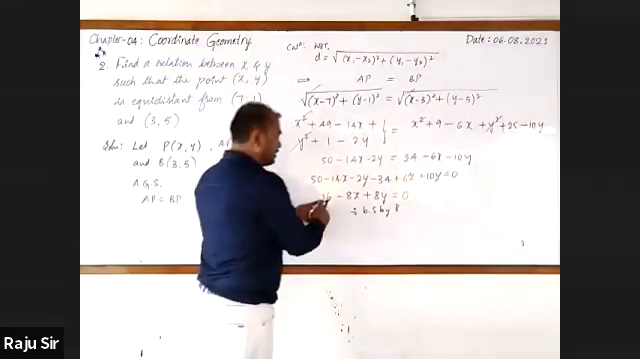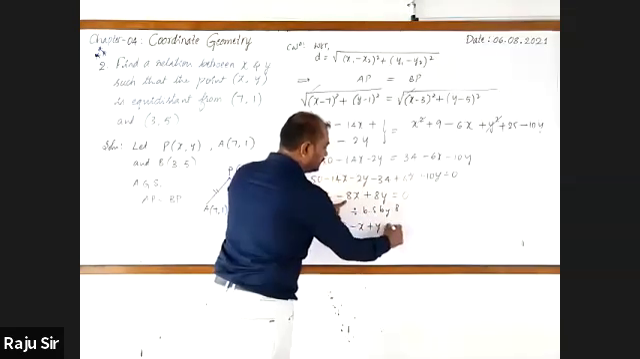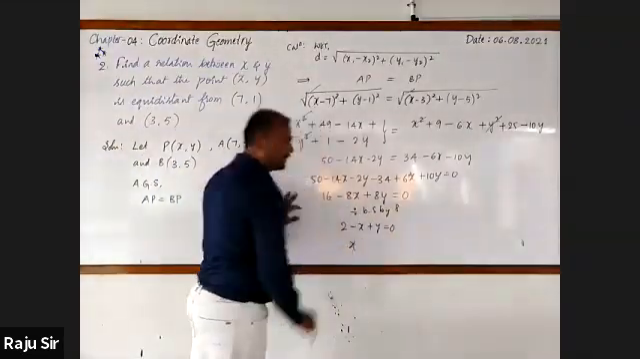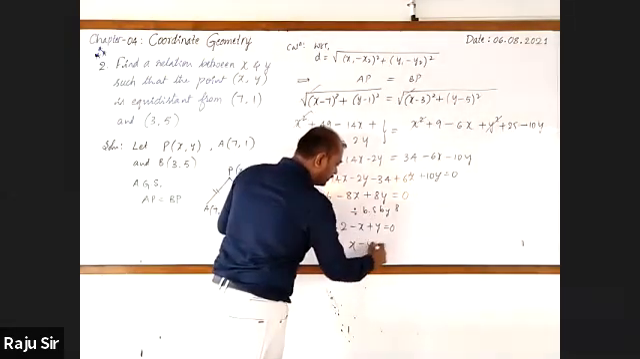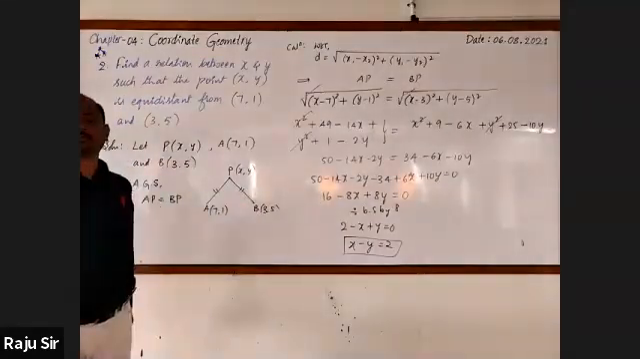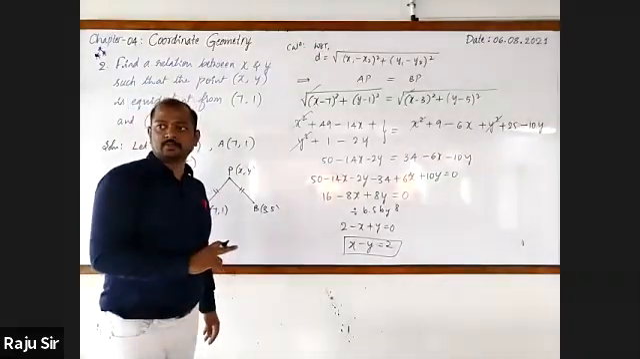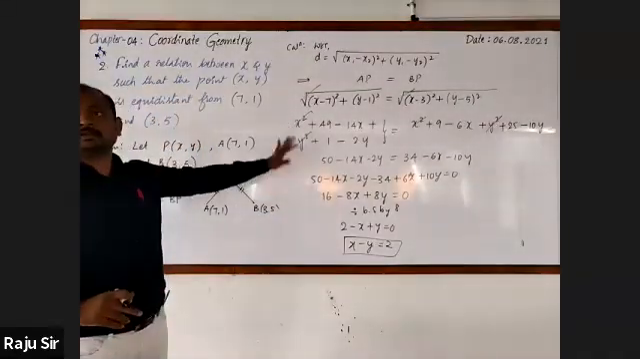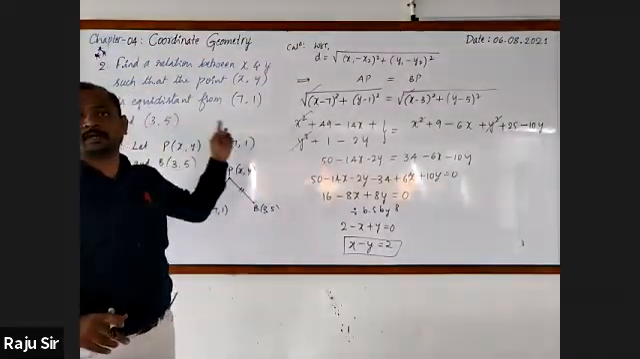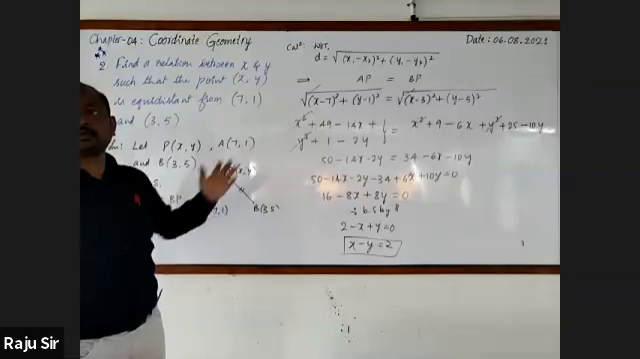Correct. 2 minus x plus y equal to 0, so x minus y is equal to 2. This is the relationship between x and y. Any doubt? Repeatedly I have been telling, this is one of the important types of question asked on the distance formula, in the exam for 2 marks.